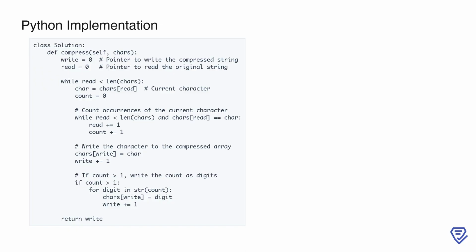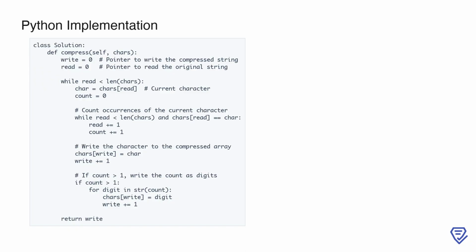We initialize 2 pointers, write to track where to write the compressed characters and read to scan the input array. The main loop iterates through the array using the read pointer. For each unique character, we count its consecutive occurrences using a nested loop. The char variable stores the current character, and we increment the count variable for each repetition. Once we move past all occurrences of the current character, we write the character to the right position.